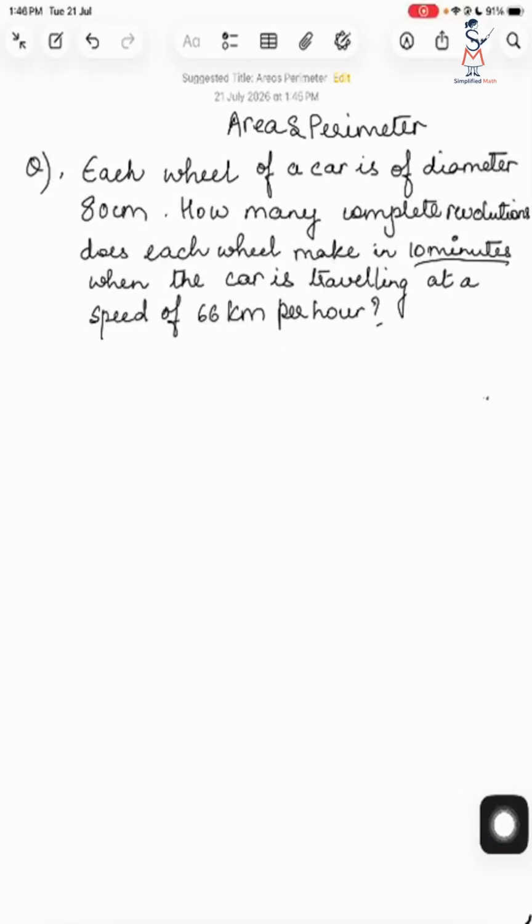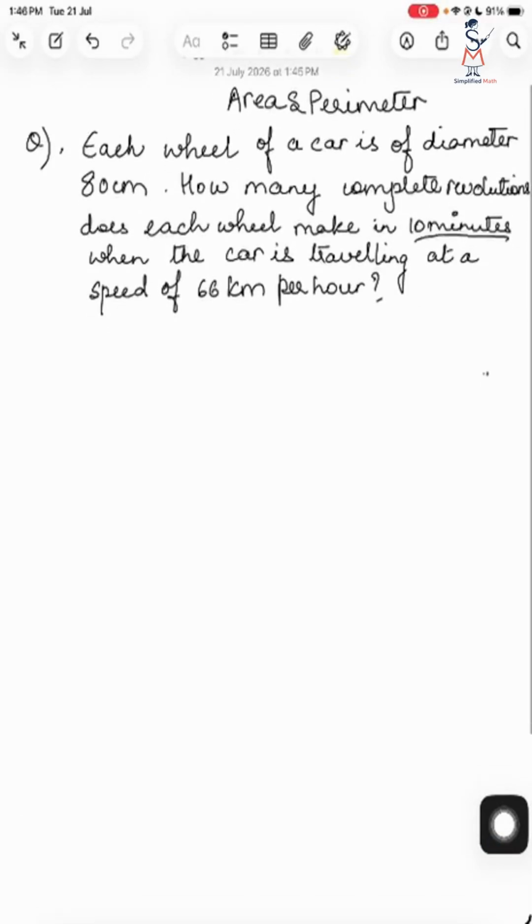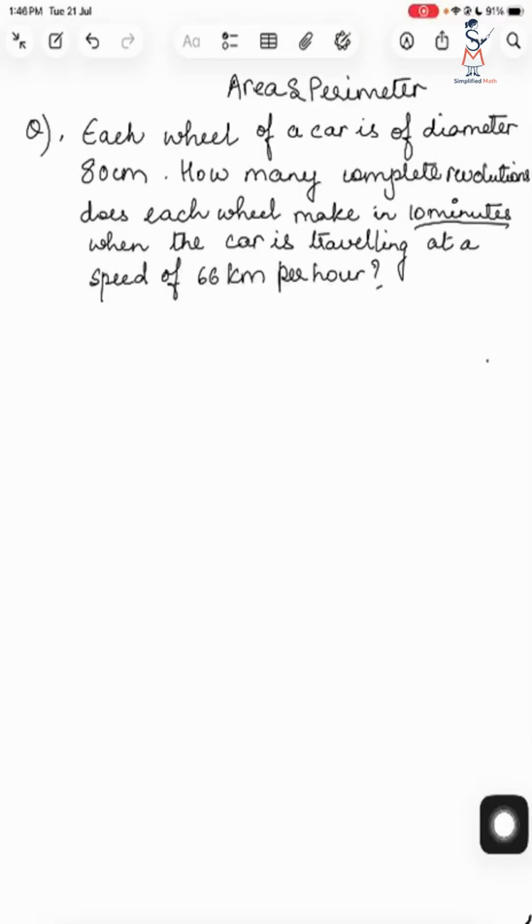Hi, we are doing area and perimeter. The question is, each wheel of a car is of diameter 80 centimeter. How many complete revolutions does each wheel make in 10 minutes when the car is traveling at a speed of 66 kilometers per hour? So what is given? The diameter of the wheel is given, and we have to find out the complete revolutions it makes in 10 minutes when the speed is given.